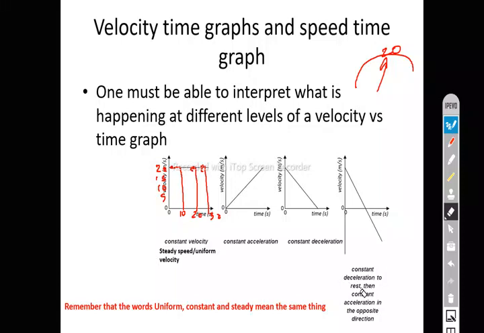Constant deceleration to rest, then constant acceleration in the opposite direction. All of this component over here, we are in what quadrant? Quadrant number 1, 2, 3, 4. This is quadrant 4. That means a different geographical location. Are we clear? You get where I come from? So you have to appreciate the quadrants on the Cartesian plane. They represent locations.